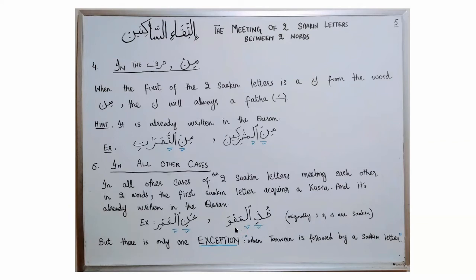In this case, خذ العفو, letter ذال has a kasra, but this kasra is not original. Originally, letter ذال is sakin, but due to ittaqa' is sakinain, this letter ذال will acquire a kasra, and they are already written in the musaf for the ease of our pronunciation. But there is one exception, and that exception is when tanween is followed by a sakin letter.